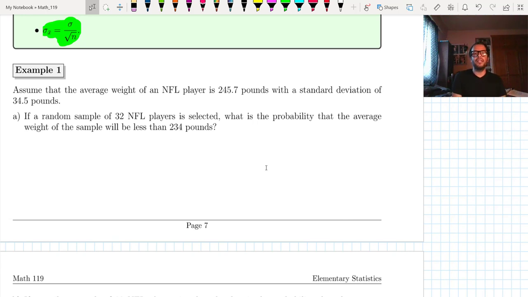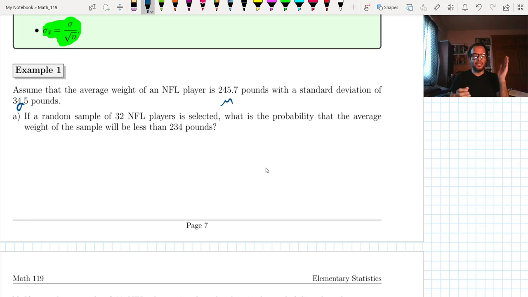Assume that the average weight of an NFL player is 245.7 pounds with a standard deviation of 34.5 pounds. So this is going to be our mean and our standard deviation. In this case, we are going to look for the probability that the average weight of a sample is less than 234. Not just one player, or like one car, like we did in the normal distribution. In this case, we are taking a sample. We are finding the probability for not just one, but multiple elements in the sample.